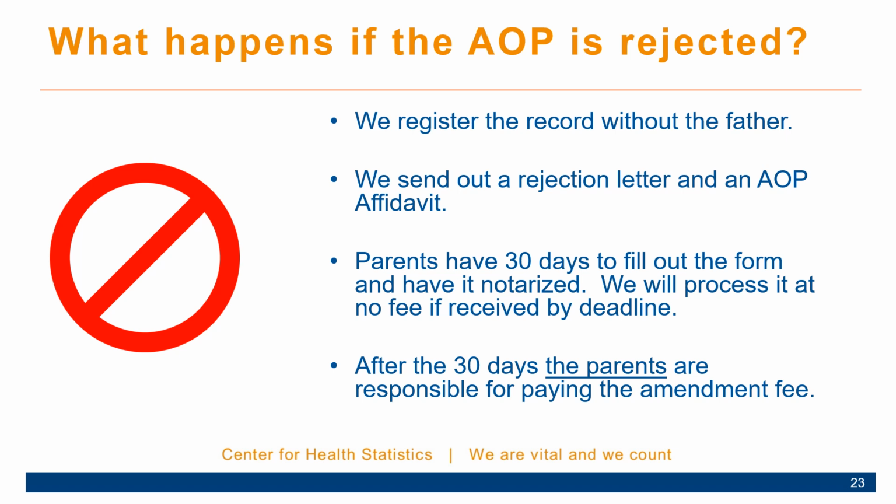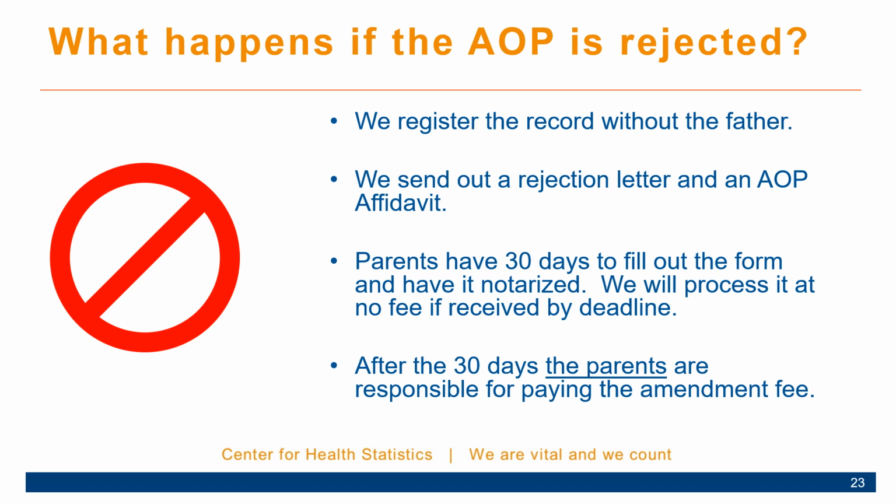So what happens if the AOP is rejected? We will register the record without the father. Then we'll send a rejection letter and an acknowledgement of paternity affidavit out to the parents. Then the parents will have 30 days to fill out the form and have it notarized. And we'll process that form with no fee if it's received by the deadline. After the 30 days, the parents are responsible for paying the amendment fee, and that fee is $35.